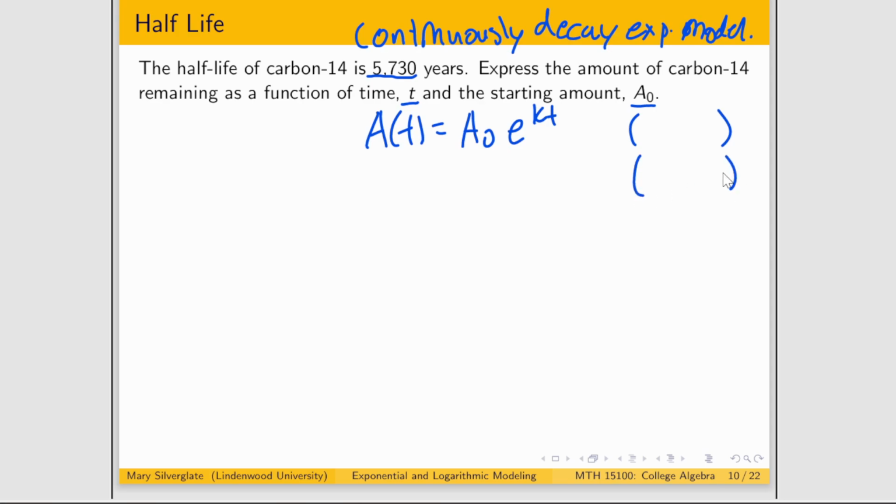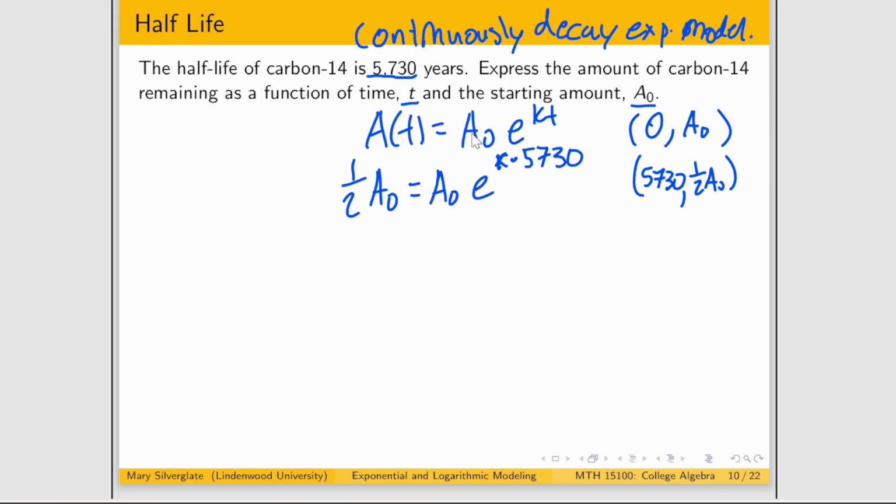We're implicitly given 2 points. One of them is 0, A0. What's the other one? So after 5,730 years, there will be 1/2 A0 left. So let's go ahead and plug that in. So 1/2 A0, with A0 just being whatever my starting amount is, is equal to A0 e to the k times 5,730.